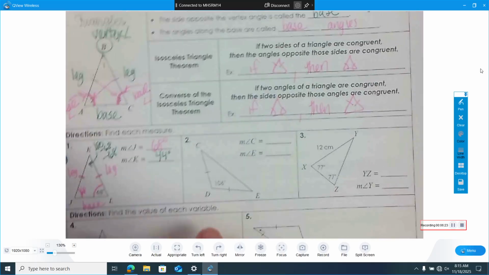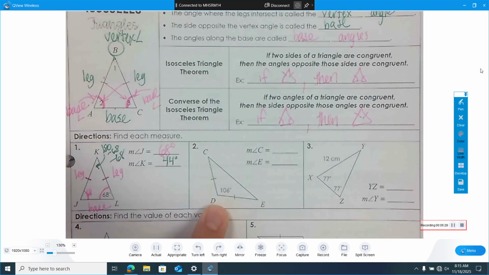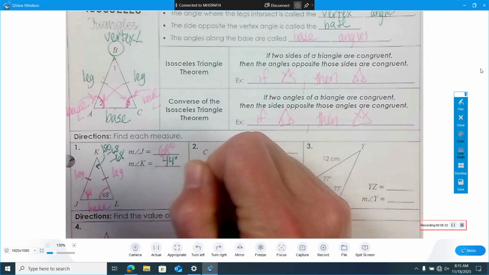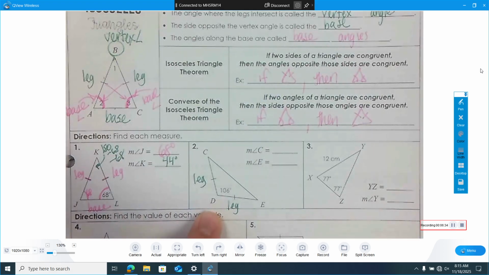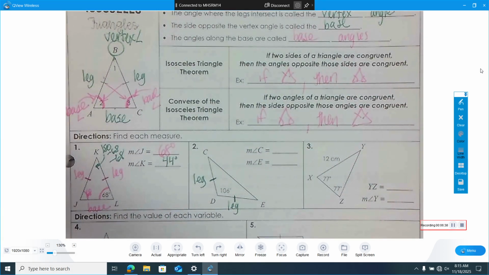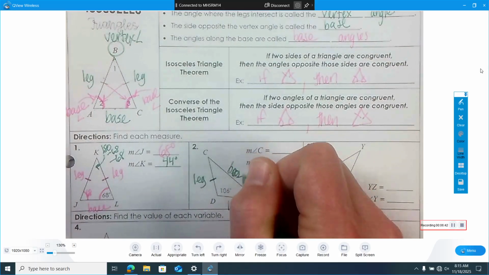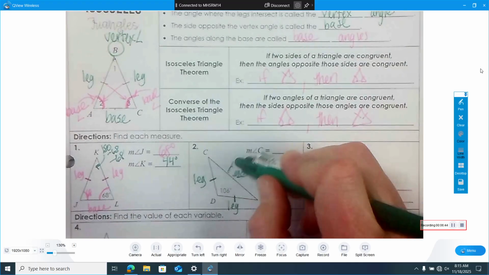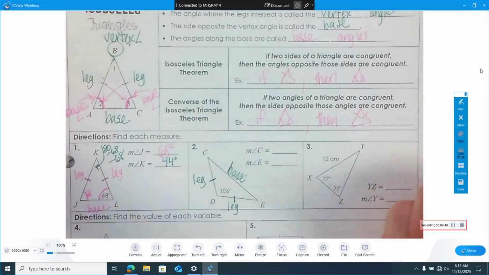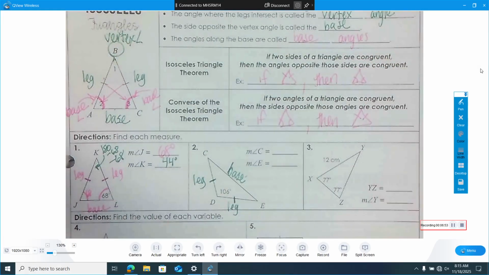Okay, so here we have number two, a slightly changed orientation of a triangle here. And I have my two legs. The legs are the things that are marked congruent. So I have two congruent legs. So my question, what's the base? CE, yeah, CE is called the base, even though it's sort of hovering up in the air.